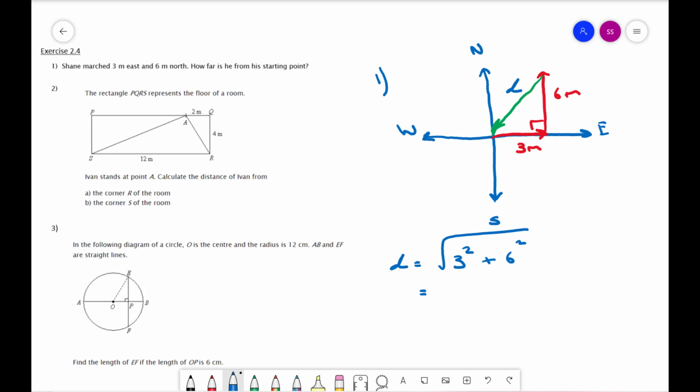If we put this into the calculator then, so 3 squared is 9 plus 6 squared, that's 36. Add those two together and we get 45. And then square root of that gives us 6.708 metres. And there's the distance that Shane is from the starting point of his march. So hopefully you get the idea there from the diagram. It's simply a right-angled triangle. So that's the solution there to number 1.